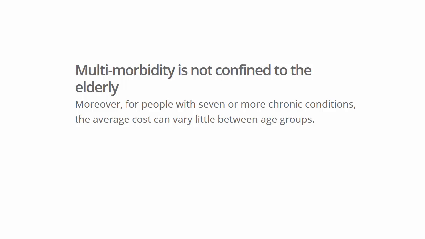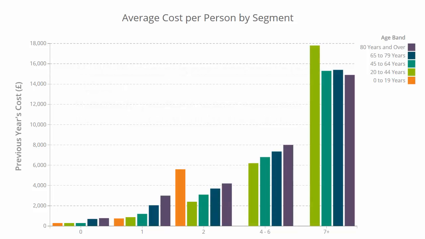Multimorbidity is not confined to the elderly. Moreover, for people with 7 or more chronic conditions, the average cost can vary little between age groups. This graph shows the opposite of what you might expect, that for people with 7 or more chronic conditions, it is actually those in the younger age bands that cost more on average.